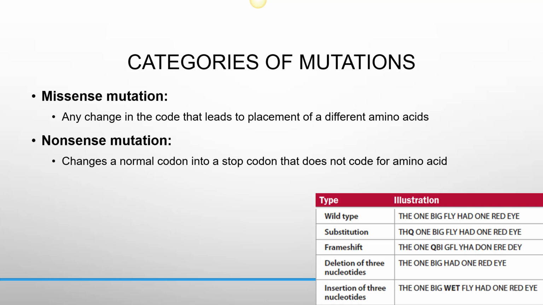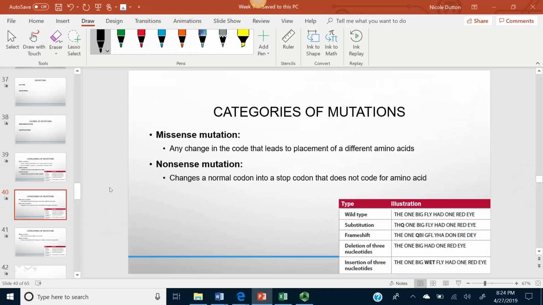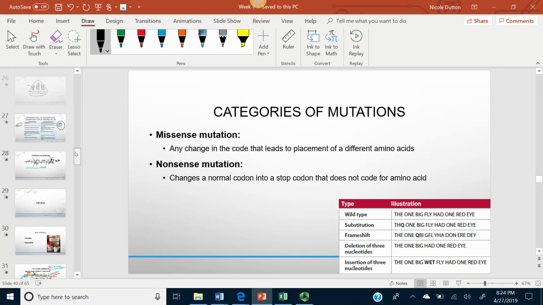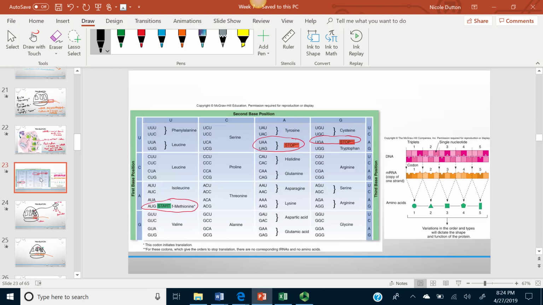A missense mutation is any change in the code that leads to the placement of a different amino acid. If you remember when we talked about the genetic code, let's go back and take a look at that genetic code because it's right up here. Here you see that UCU codes for serine, UCC also codes for serine. So if we had a point mutation that changed the last U to a C, it would still code for serine.